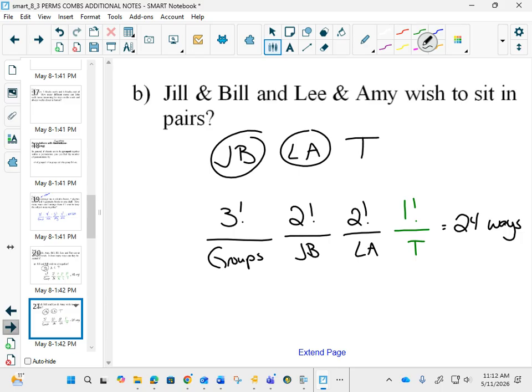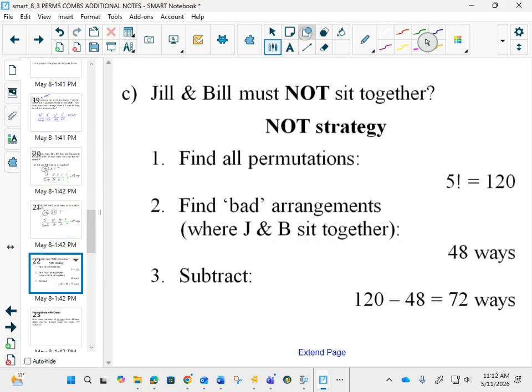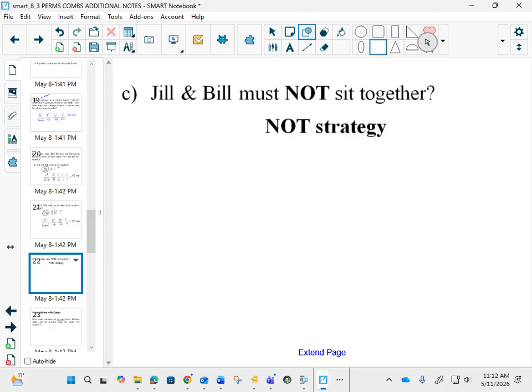And then part C. I know I have it written down there for you, but I'm just going to erase this part just to talk about it. Something happens, and now Jill and Bill must not sit together. It's amazing they still go to the park bench. And Amy and Lee in part C, they're not that couple that's always together. They could sit together, but they don't have to. We just need to make sure that Jill and Bill do not sit together.